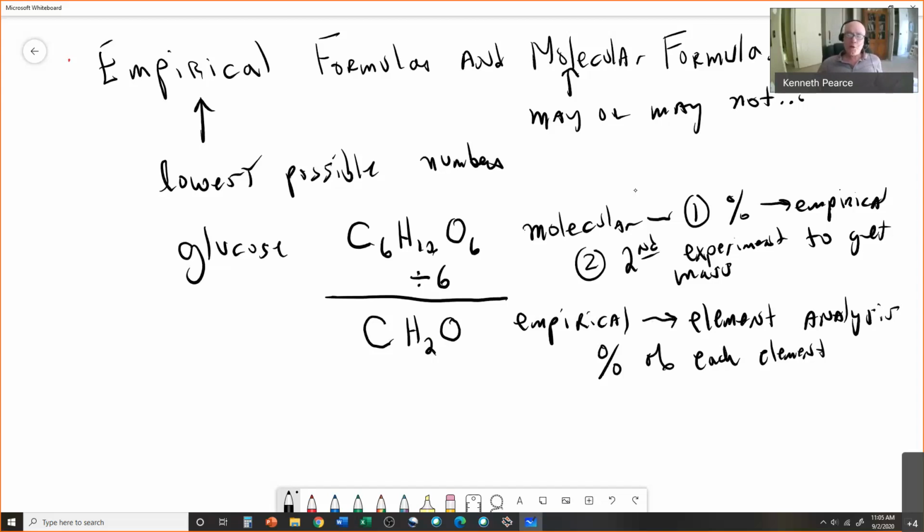And the molecular, you do a second experiment to get the actual mass. How much does the molecule weigh? And both of those are independent of each other. You can find a percent, but you don't know the mass. You can find the mass, but you don't know the percent. But if you put them together, you get the molecular, okay? And I'm going to show you how to do this. So first, let's just go through empirical formulas from analysis, okay?